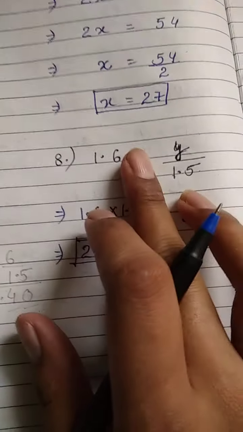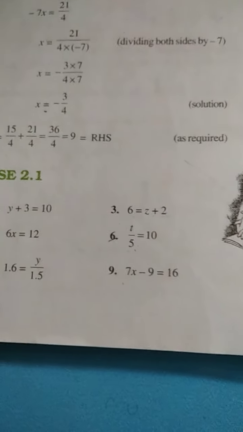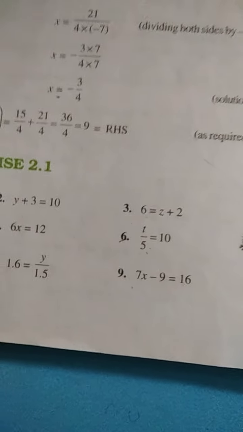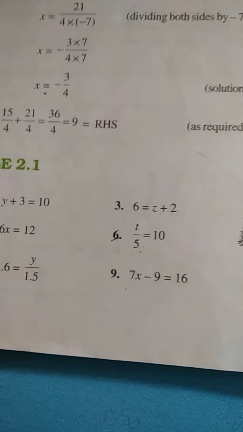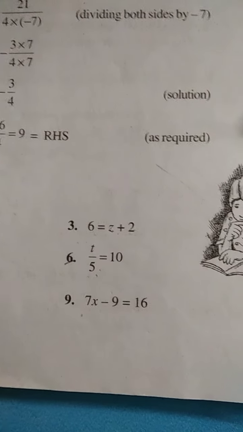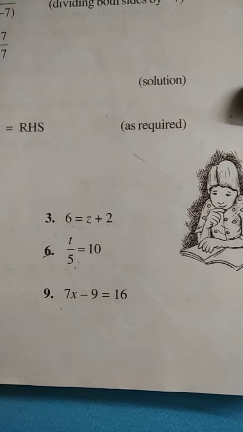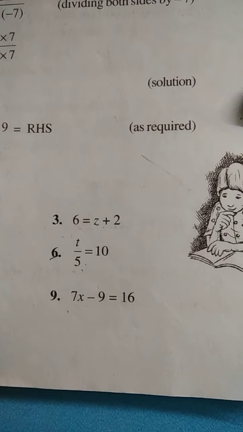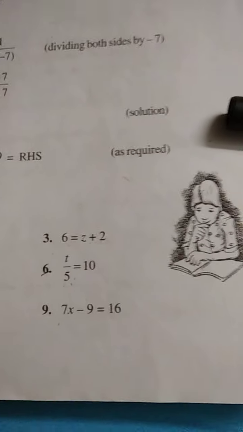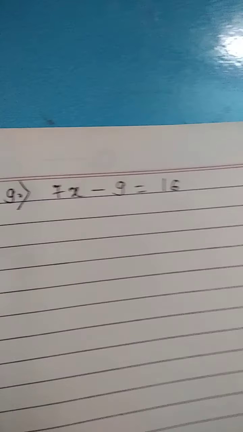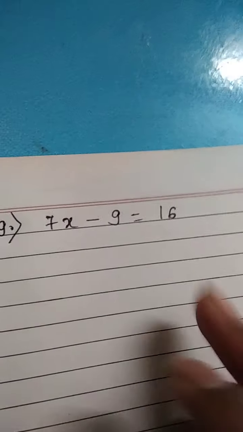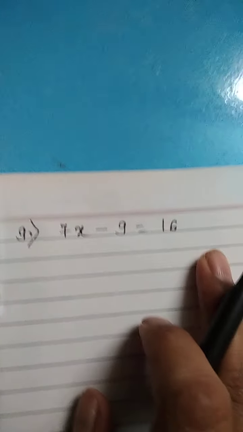Now this is our question number 8. After completion of question number 8, now we are jumping to question number 9. Question number 9 is 7x minus 9 is equal to 16. Okay, so here as you can see, 7x minus 9 is equal to 16.